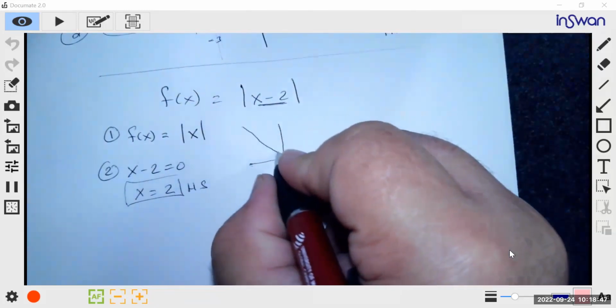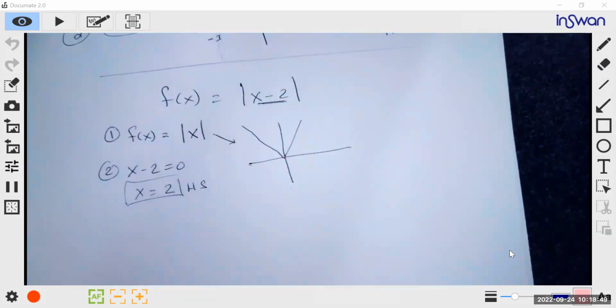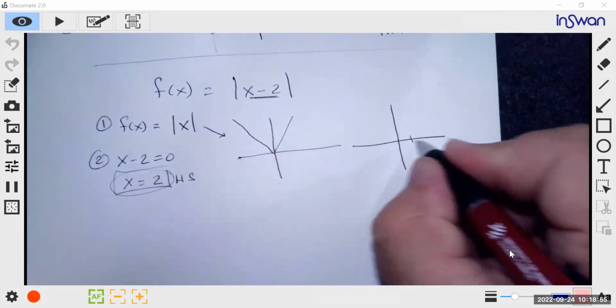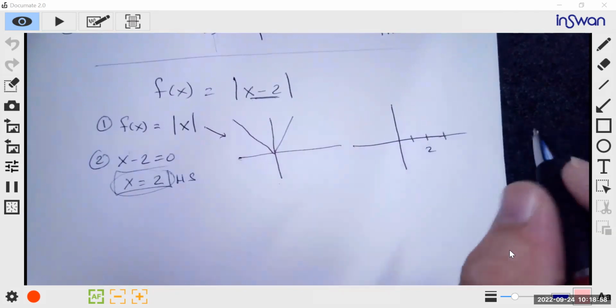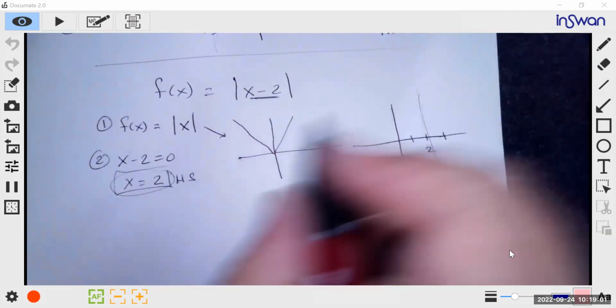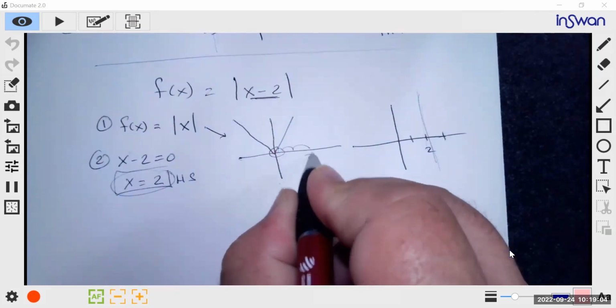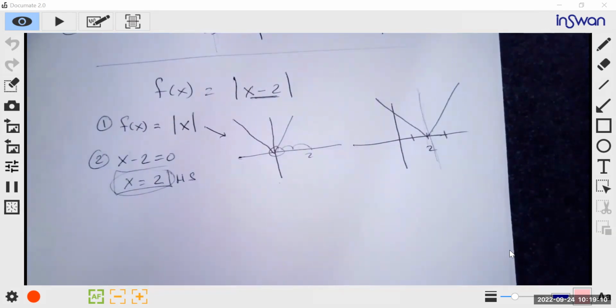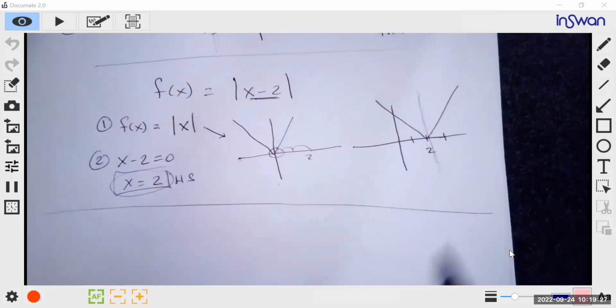So the original graph was like this. That's that one. This one says I now have to move the origin to 2. So from here, I got to bounce it to 2. The graph remains the same. There's a new graph. So if it happens inside the operation, the absolute value, the square root, or anything else, then it's a horizontal shift.